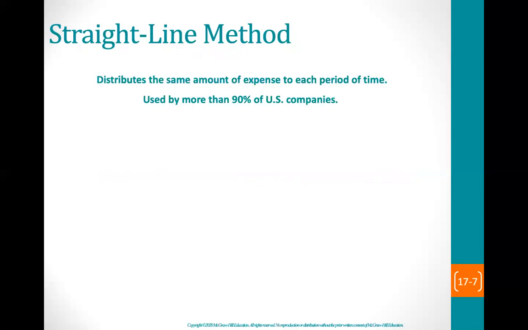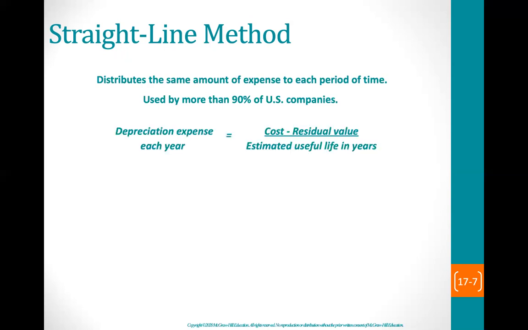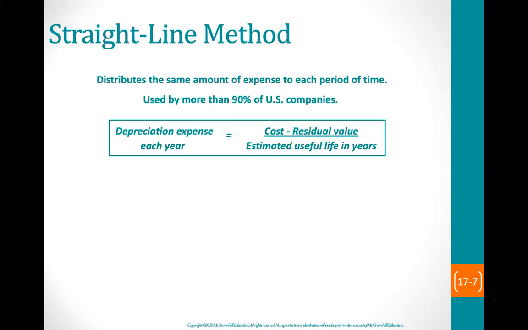So the first method that we're going to discuss for depreciation is called the straight line method. The straight line method is used by more than 90% of U.S. companies as it's the easiest way to calculate. It distributes the same amount of depreciation expense over each period of time. Your formula for depreciation expense for straight line method is cost minus residual value divided by estimated useful life in years. When you do this, it will tell you how much depreciation expense to take each year.